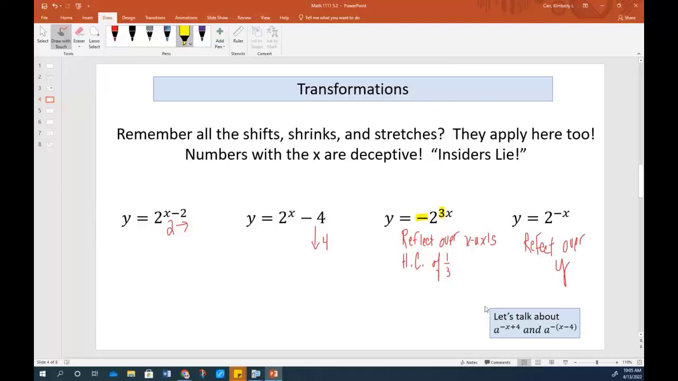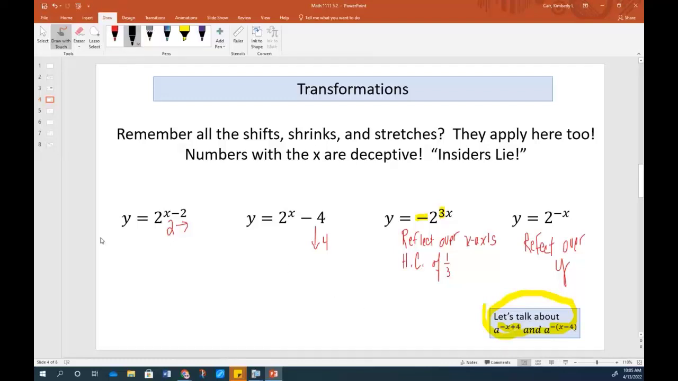I need to really bring your attention down here to this one. Negative x plus 4 and negative parentheses x minus 4. Those are the same thing. Because if I took this negative right here and distributed it, negative times x is going to give me the negative x, and negative times negative 4 will give me the positive 4. The order of operations when you're dealing with them seems a little bit different.